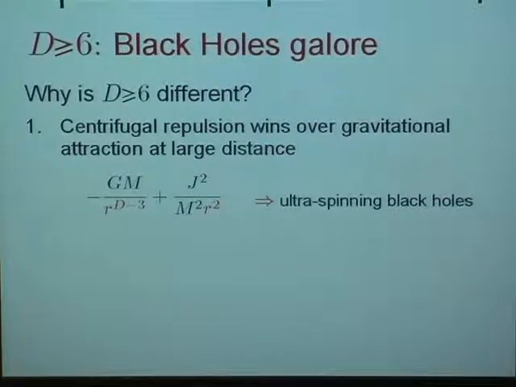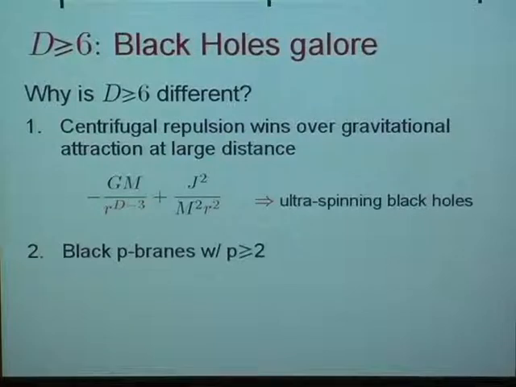The gravitational attraction falls off in a dimension-dependent way, but the centrifugal repulsion is confined to a plane, the plane of rotation, so this doesn't depend on the number of dimensions. Then you can see that 4 is different from 5, 5 is different from 6, and from 6 on we have something that looks qualitatively similar. And in fact, this is what's behind the possibility of having arbitrarily large angular momentum for a given mass.